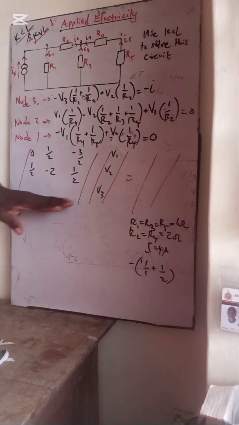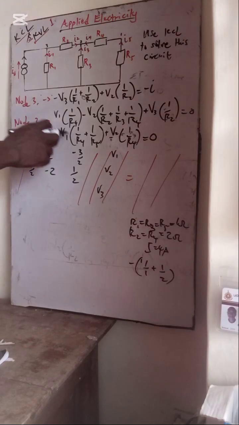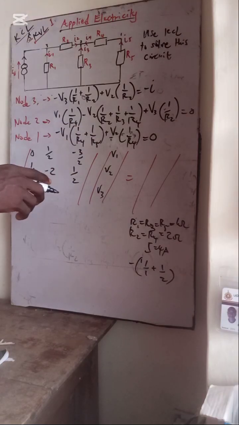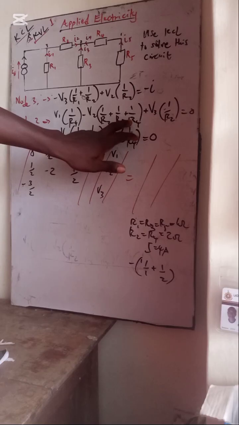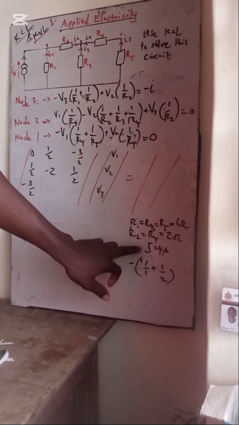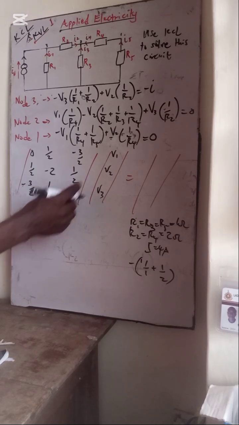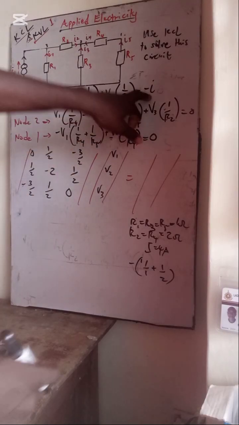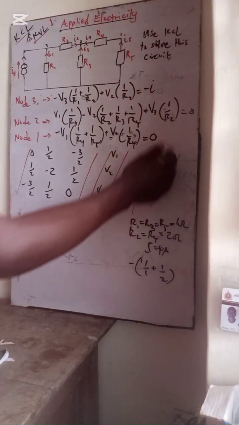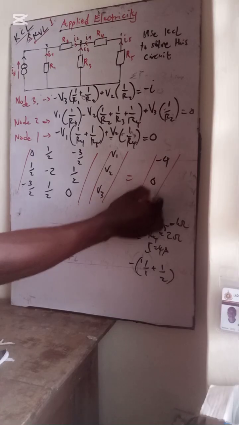For node 1, the last one, we have V1. That's minus into brackets 1 over 2 plus 1 over 1, and that should give us minus 3 over 2 here. After that, we have V2. That's 1 over 2 because R4 is 2 here. We don't have any V3 here, so put 0. So the result, this one was minus I, and minus I is what? Minus 4. The rest were 0, that was their result.